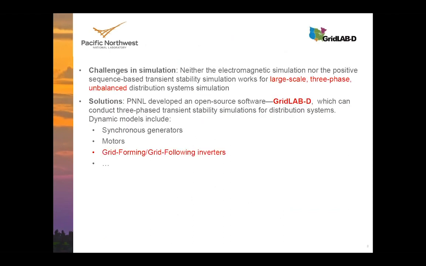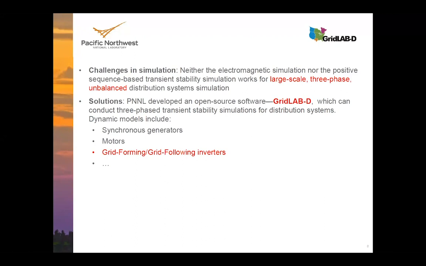To study this topic, there are several challenges in simulation, because neither the electromagnetic transient simulation nor the positive sequence-based transient simulation works for a large-scale, three-phase, unbalanced distribution system. The electromagnetic transient simulation can simulate the details of single microgrids, but it's too difficult to simulate a distribution system with thousands of nodes. And the positive sequence-based simulation works very well for transmission systems, but the distribution system is always three-phase unbalanced, so it does not work for distribution systems either.